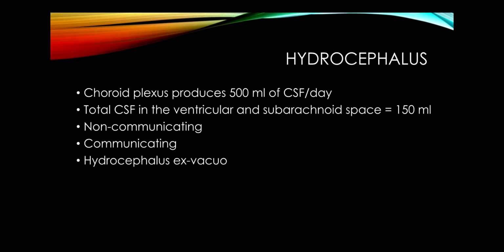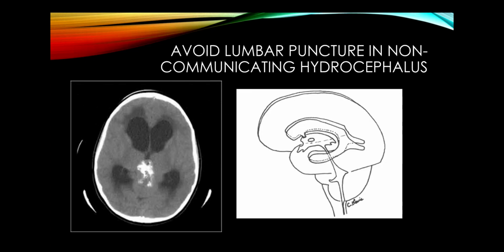Okay, so what's going to happen? Well, all that cerebrospinal fluid that's being produced in the lateral ventricles can't get out, and so the lateral ventricles and the third ventricle will dilate. That's a non-communicating hydrocephalus. So here, for example, we have a mass around the third ventricle, and so the third ventricle can't communicate with the fourth ventricle, so the lateral ventricles dilate. So this is a non-communicating hydrocephalus.